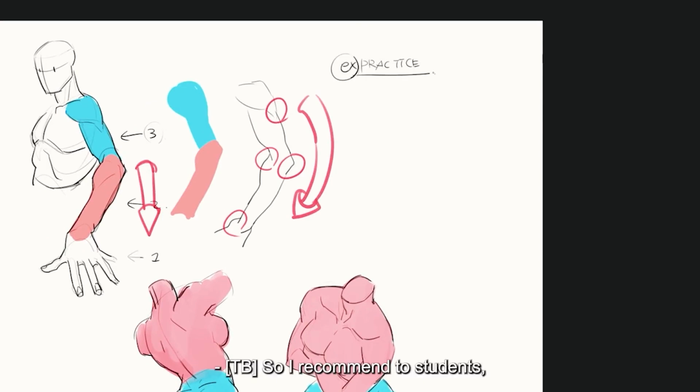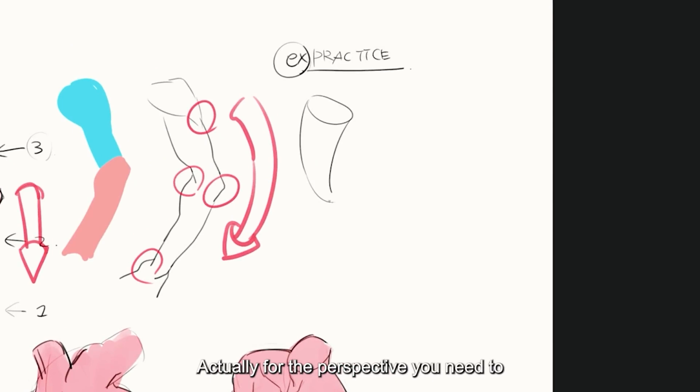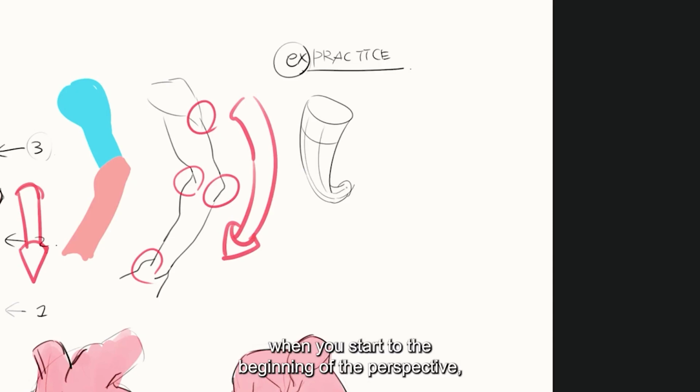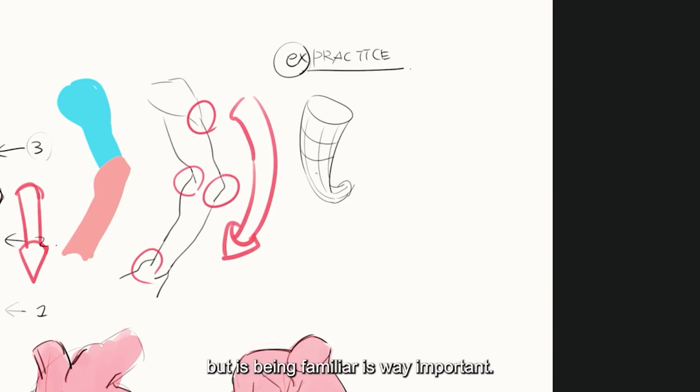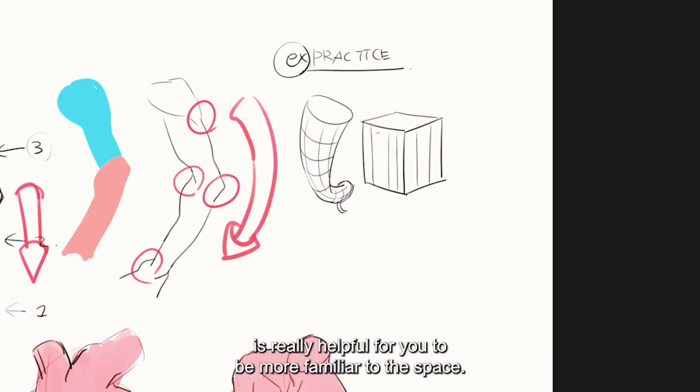So I recommend to students to become more familiar with the space and the perspective. Actually, for perspective you need to calculate some, but when you start at the beginning of perspective, being familiar is way more important. So just draw this kind of weird thing, and then segment lines. All the time, just drawing the segment line is really helpful to make you more familiar with the space.